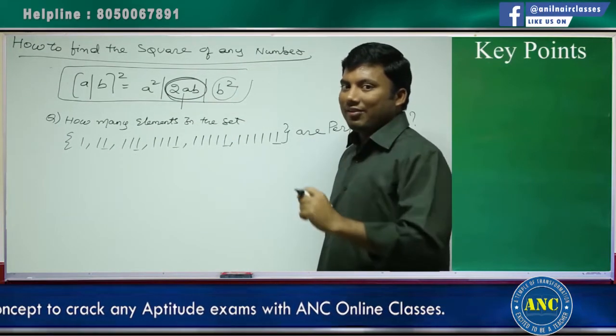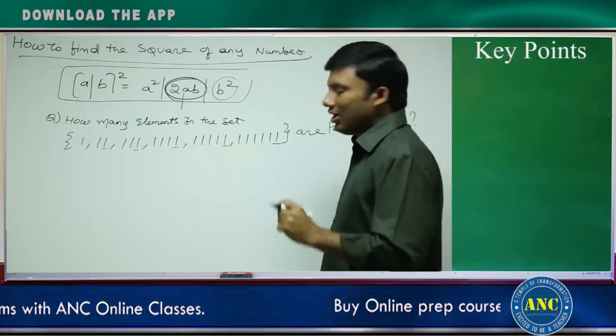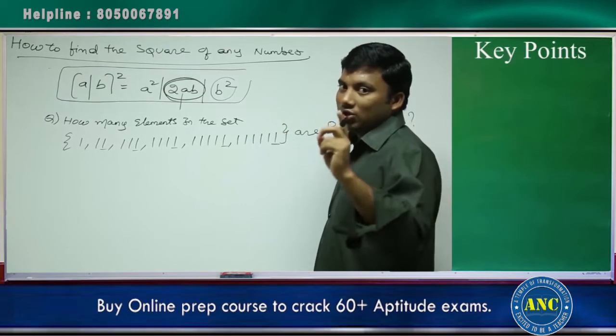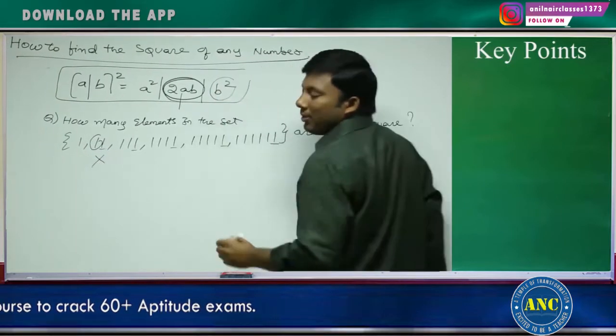9 square, 81. 11 square, 121. 19 square, 361. Any perfect square ending with 1, the tens digit should always be an even number. What is the tens digit? Odd number. This cannot be a perfect square.